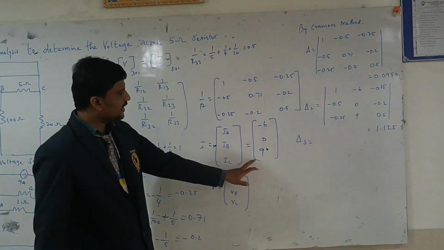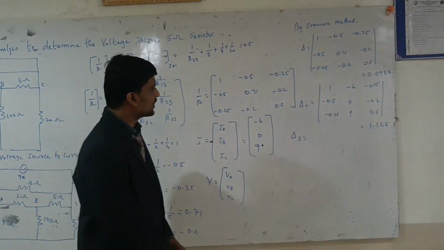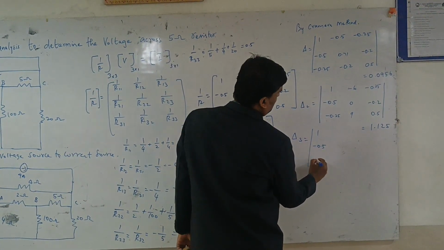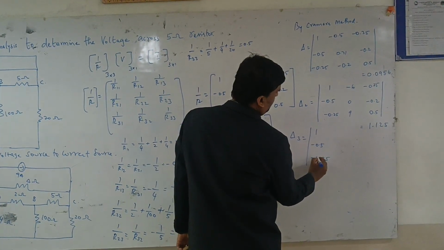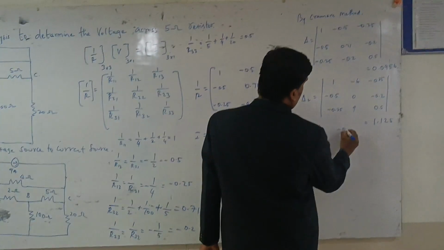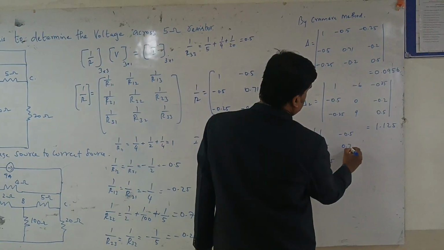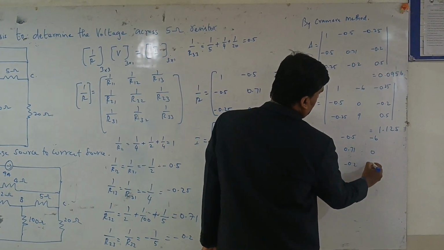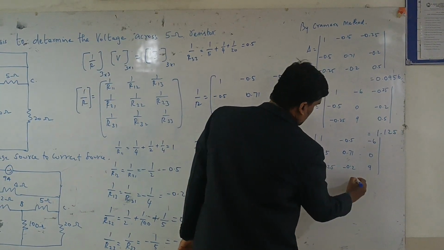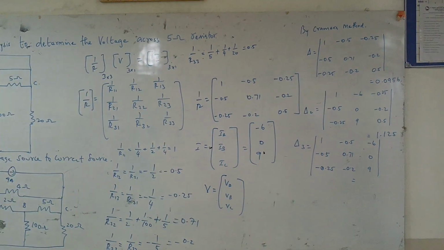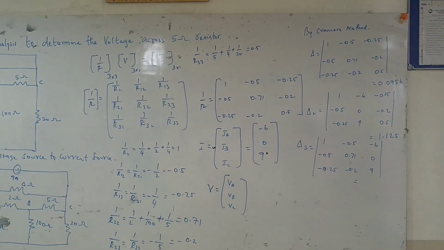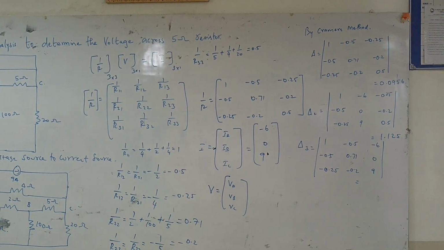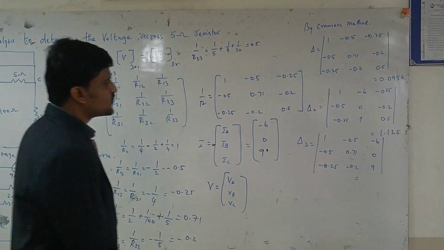And next del 3. So we are replacing the current values in the third column. So 1, minus 0.5, minus 0.25, minus 0.5, 0.71, minus 0.2, minus 6, 0, 9. So we can find the determinant of this third one. On solving, we are getting this value as 2.475.